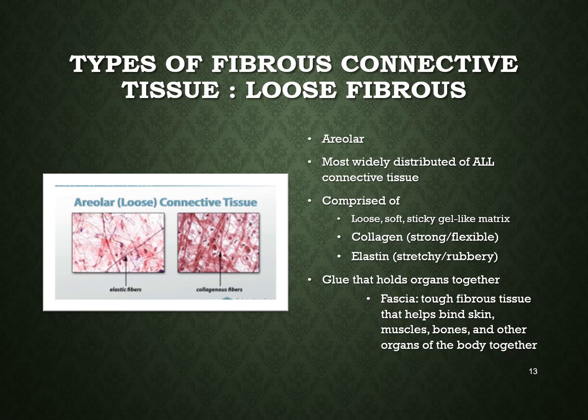One common type of areolar tissue is fascia. Fascia is a very tough but flexible fibrous tissue that helps to bind skin, muscles, bones, and other organs of the body together.